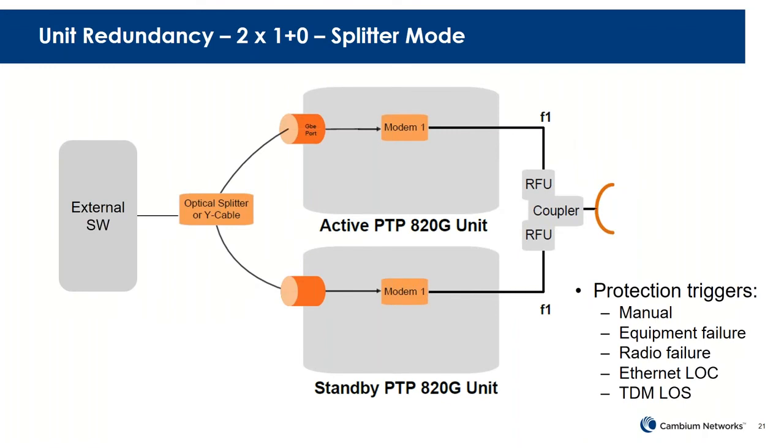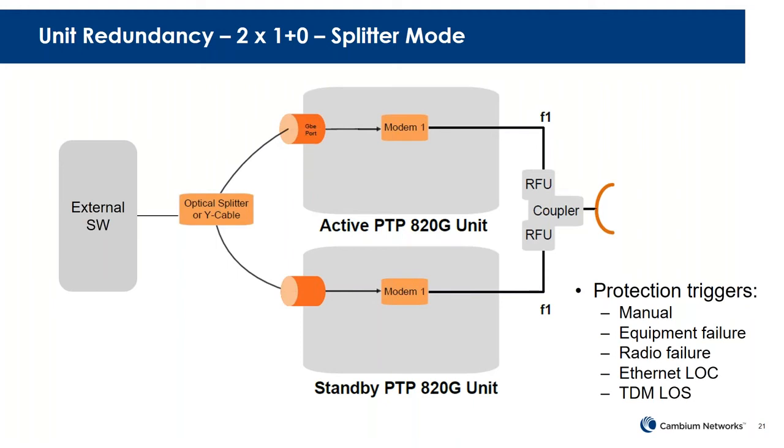With A20G, you can also achieve unit redundancy, and we support two modes, just like A20C and A20S. One is called the splitter mode. With the splitter mode, you're going to have to use an optical splitter cable, or we call it white cable, right? White fiber cable. Same idea as with A20S.